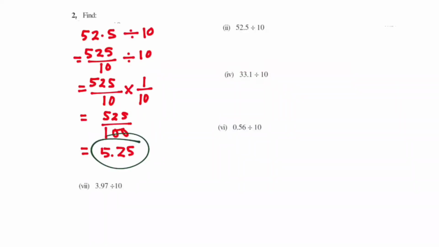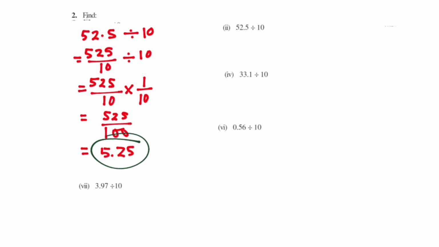I think you've understood the first question of the exercise. Now let's learn how to do question number 2. Question number 2 says that we have to find the division of these given parts. It's very important to understand before proceeding that whenever a number is divided by a power of 10, the decimal in that number gets moved towards the right by as many places as there are zeros. For example, in the second part, we have 52.5 divided by 10.